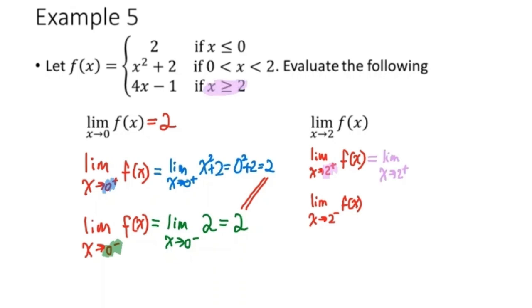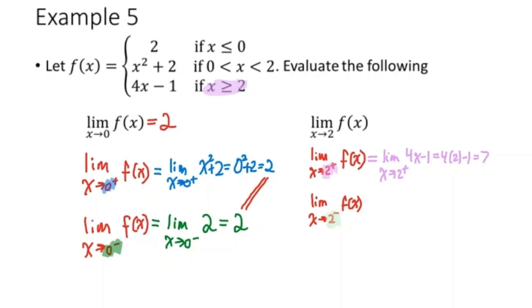So as x approaches 2 from the right, f of x will be equal to 4x minus 1, since 4x minus 1 is the equation associated with the condition of x being greater than or equal to 2. 4x minus 1 is a polynomial, so we can use direct substitution, and through direct substitution, we get that the limit is 7. Next, we'll find the limit as x approaches 2 from the left.